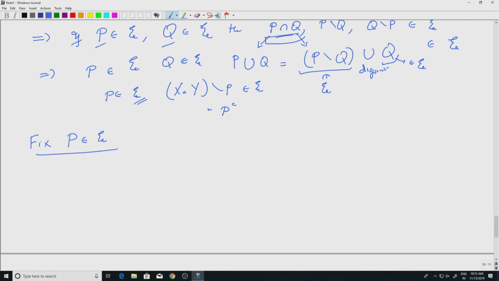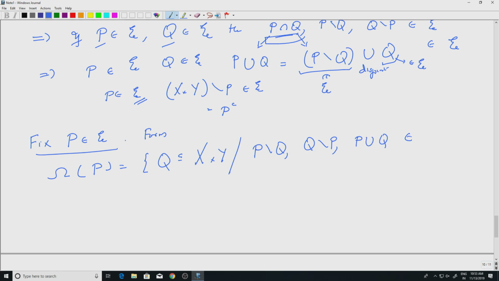Okay. So, I start with an elementary set and then form omega P. Okay. So, omega P is going to be some collection of good sets. Okay. So, you look at all those Q which are contained in x cross y, okay, such that P minus Q, Q minus P and P union Q. Okay. They are all in M. M, remember, is the monotone class generated by elementary sets.